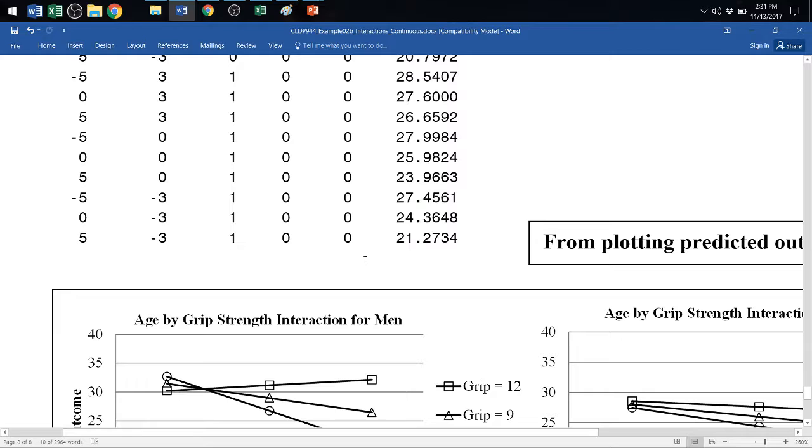Ta-da. Wasn't that fun? In like a sick, twisted kind of way, wasn't that just a little bit of fun? Well, we're going to have even more fun next time because we're going to do grouping variables. And how do you do all this stuff if you have lots of groups?